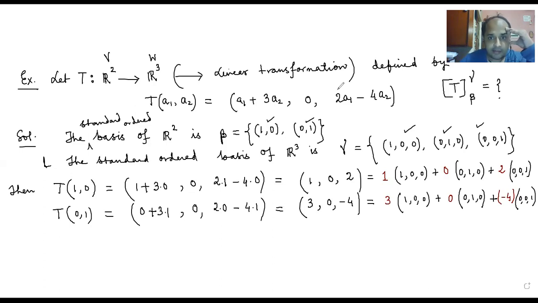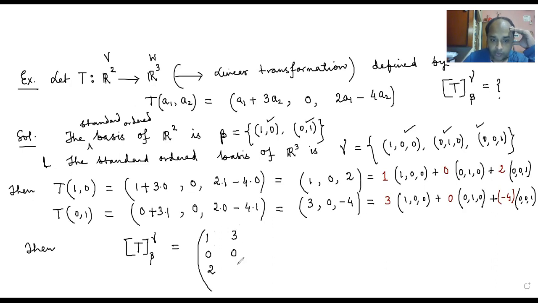Then your T beta gamma would be, try to apply the definition which we have learned in the earlier session, the matrix with columns (1, 0, 2) and (3, 0, minus 4). So it is a 3 by 2 matrix. So that is your answer. It is a 3 by 2 matrix.